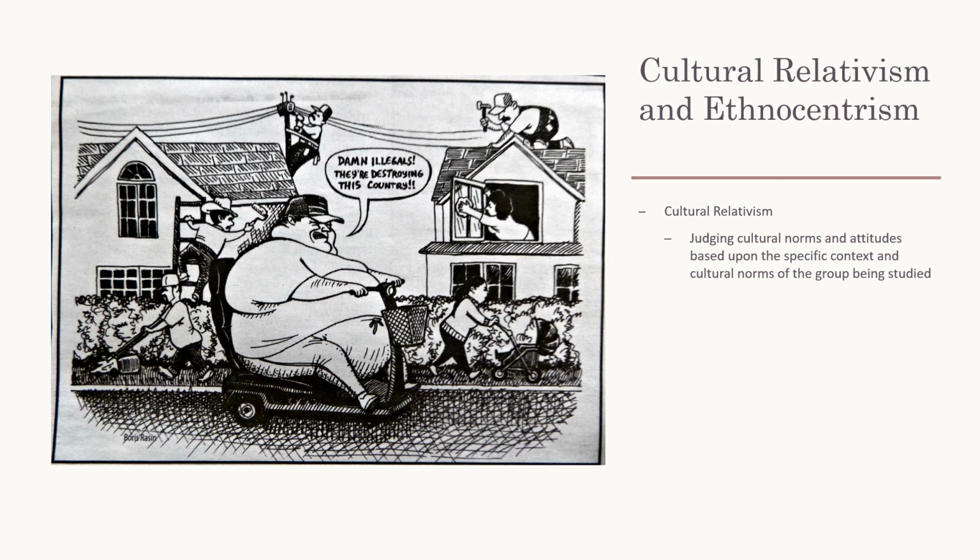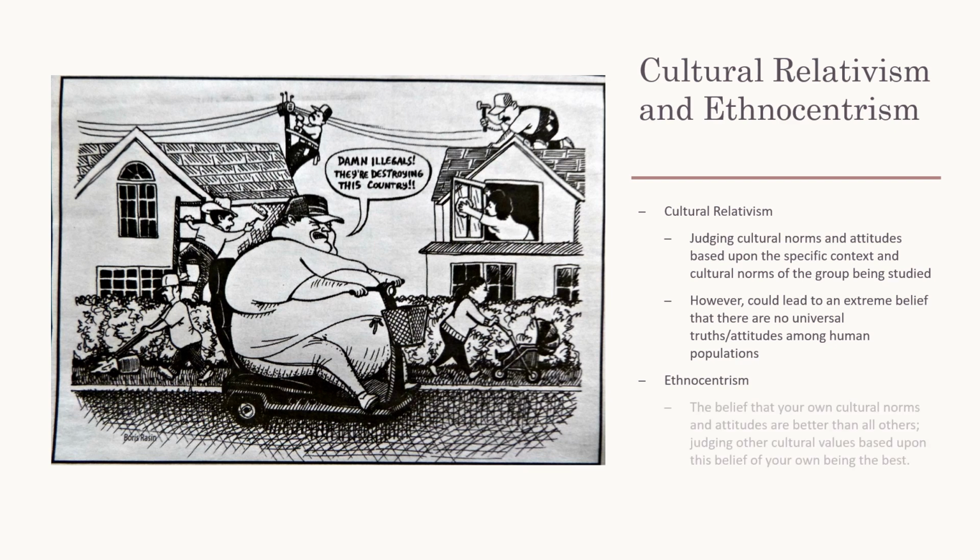So I shouldn't bring my own perspective into judging their norms and their attitudes about life. I should use their understanding of the world and context to judge and make moral qualms. When we think about it academically, there is a debate within academics here that could lead to an extreme belief that there are no universal truths or attitudes among human populations when we think about cultural relativism, and everything is permissible. That is a very far extreme when we think about cultural relativism, right? And I think it's a fringe group of people who may actually hold on to that.